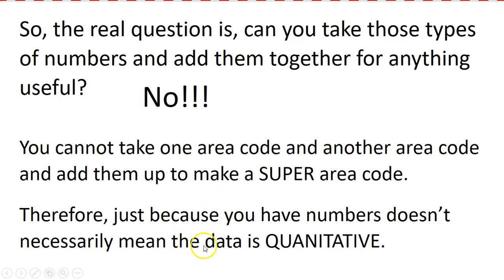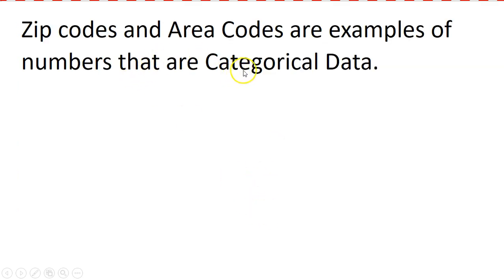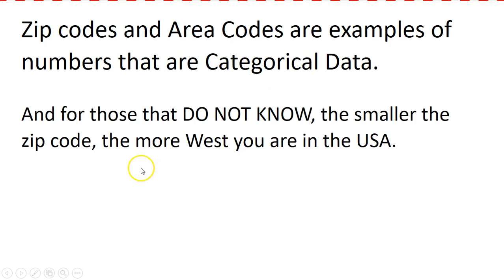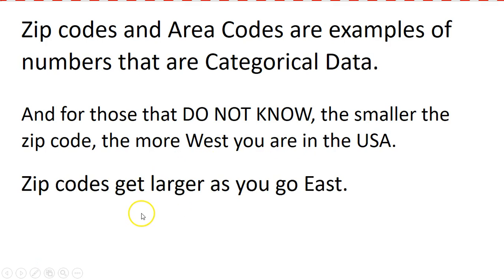And therefore, just because the number doesn't necessarily mean data, it doesn't make it necessarily quantitative. And this is one of those trick questions that they give you for an AP exam. Zip codes and area codes are examples of numbers that are categorical still. It's still a category. And for those that do not know, fun fact for you, the more west you are in the U.S., the smaller the zip code. Just how it works. So for those of you that did not know that, zip codes get larger as you go east.